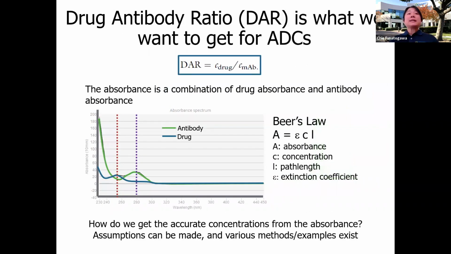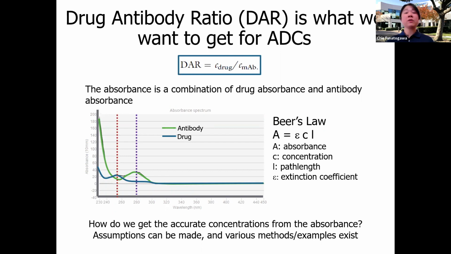Now for ADCs, the ultimate goal is to get the drug-antibody ratio, the DAR, with the UV-Vis absorbance measurements. So again, with the absorbance measurements, you can get this both in the Lunatic and the Stunner. Ultimately, we want the concentration of the drug and the concentration of the antibody so that you can get that ratio.